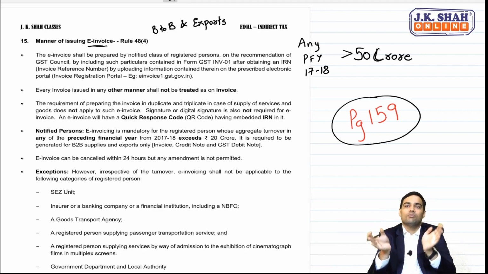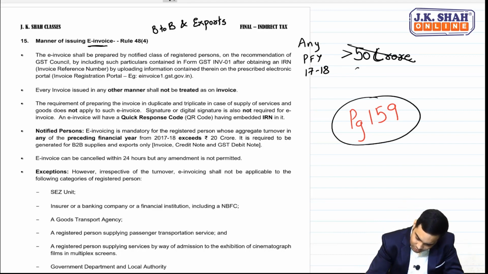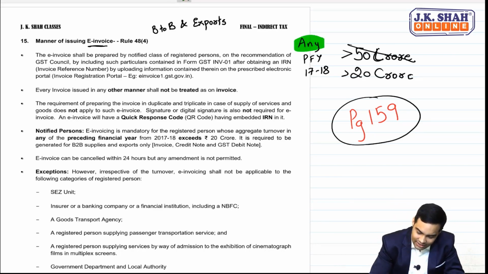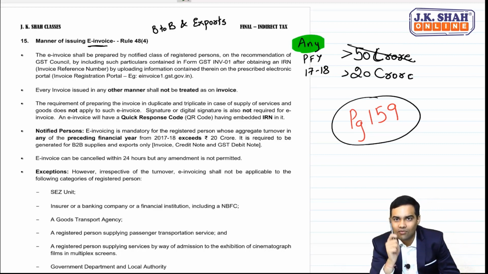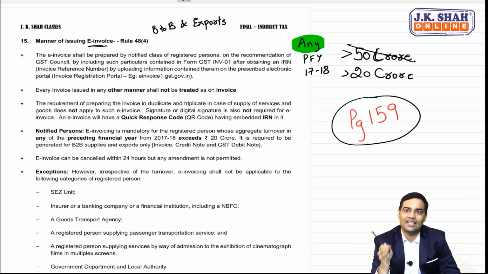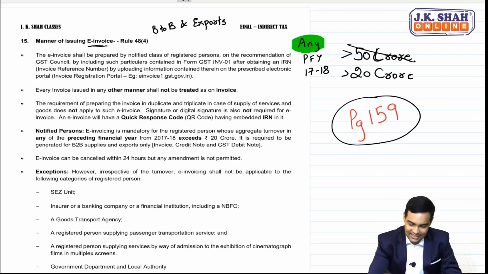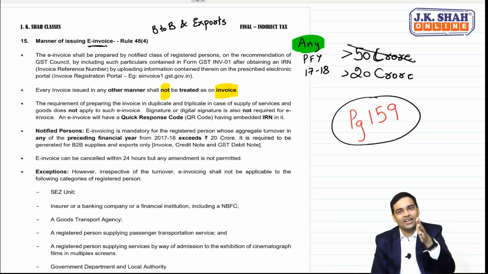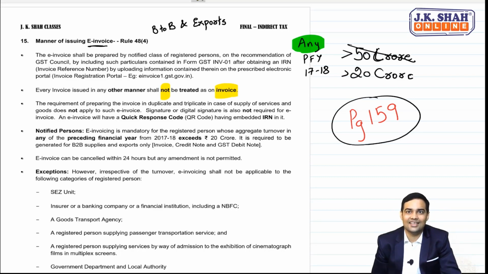Government has widened the scope of e-invoicing. This 50 crore has now become 20 crore. Not exactly 20 crore, more than 20 crore in any preceding financial year starting from 17-18. So even for one preceding financial year, if your turnover was more than 20 crore, then you are required to generate e-invoice. And you know, if you don't generate e-invoice when you were required to, then it will not be treated as an invoice. And if it is not treated as an invoice, your recipient will not get ITC. Obviously, one of the conditions to take ITC is you should be in possession of an invoice. Clear? Small change, yet significant change.